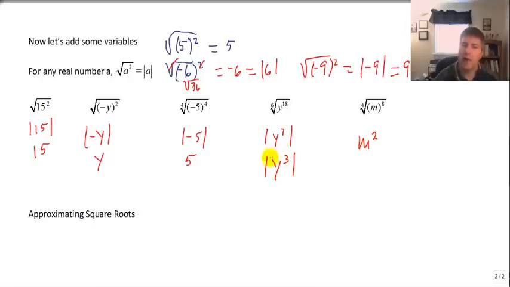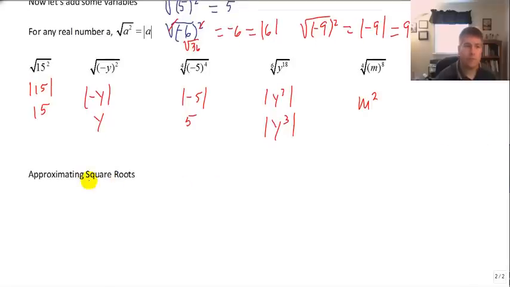Now, we had to leave y cubed in the absolute value bars, because if y were a negative number, we'd end up with a negative result, and that's not going to happen. So that's why when we end up with an odd exponent here, we have to put that in absolute value bars. So take good note of that, why the odd exponent is in the absolute value bars, but the variable with the even exponent does not have to be in absolute value bars.